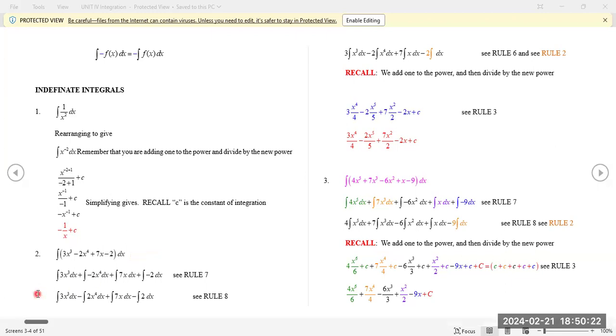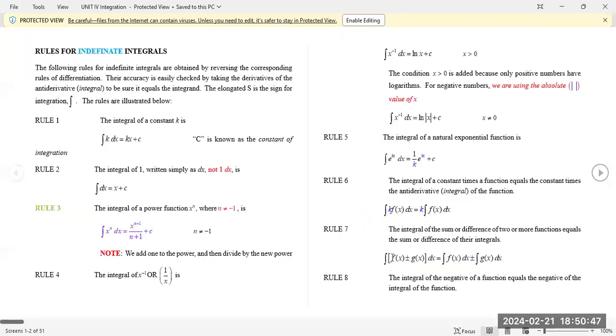Watch me. So I'm integrating 3x cubed dx, the first one, plus the integral of negative 2x to the fourth dx, plus the integral of 7x dx, plus the integral of negative 2 dx. That was rule 7 that we looked at earlier, right here.